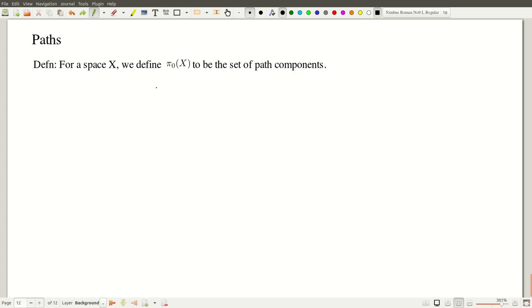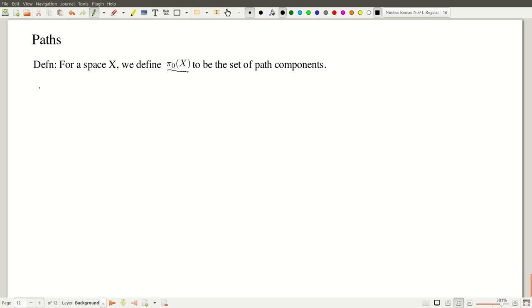Okay, we'll take a little bit of a more careful look at this character pi 0, which was our first functor. What we'll see now is all completely elementary, and you would all have seen many ways of doing it, but the particular way is going to set us up for what we want to do later. So for a space x, we define pi 0 of x to be the set of path components.